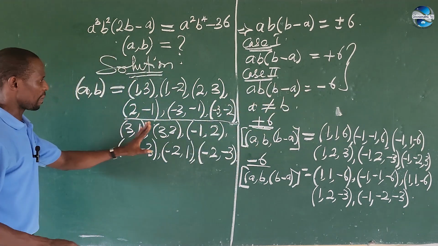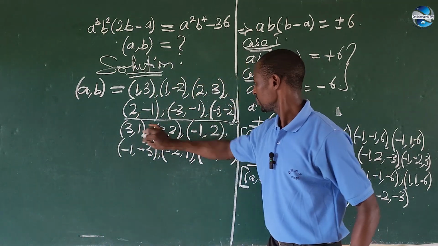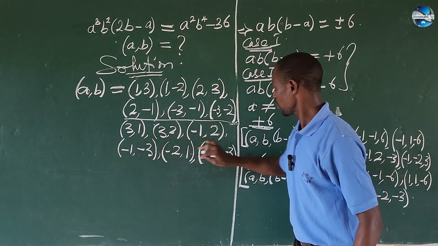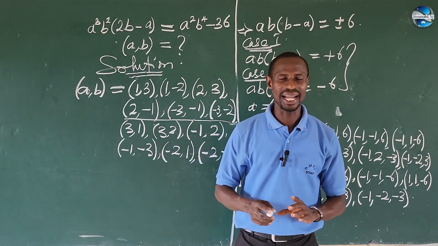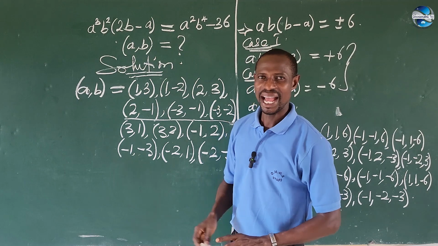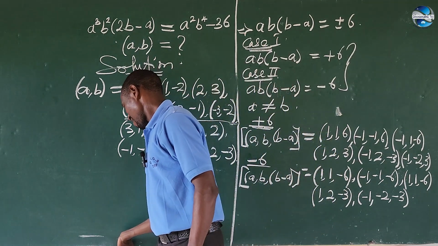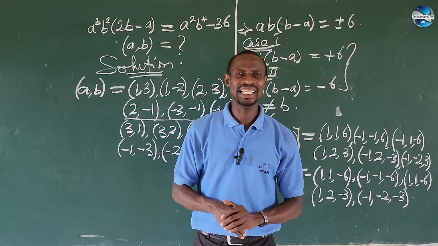All right, so these are the pairs, 1, 2, 3, 4, 5, 6, 7, 8, 9, 10, 11, 12, of A and B that will satisfy these nice algebraic expressions. All right, so this marks the end to this nice algebraic expression.